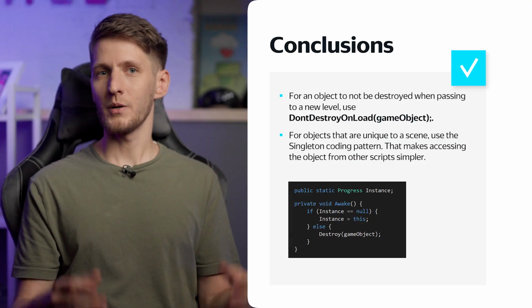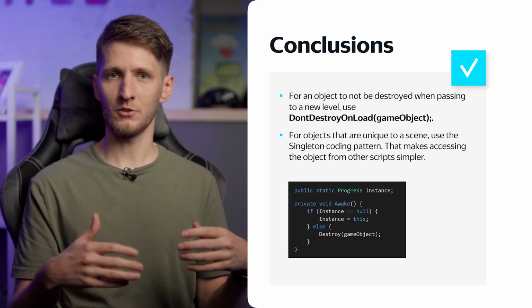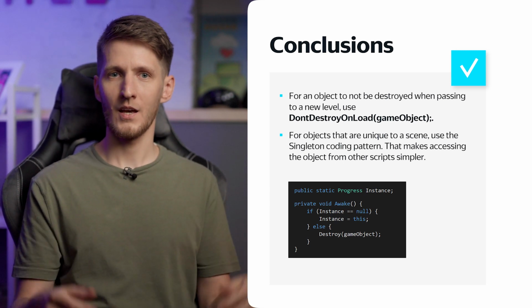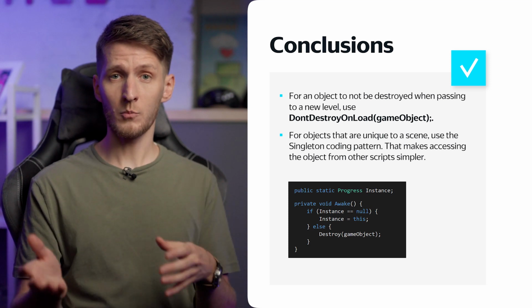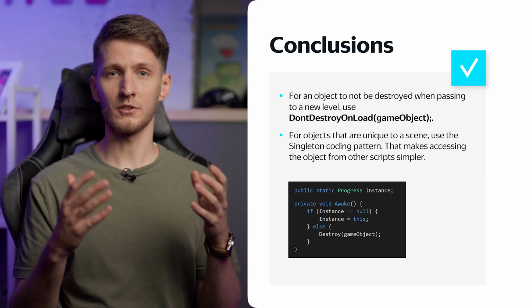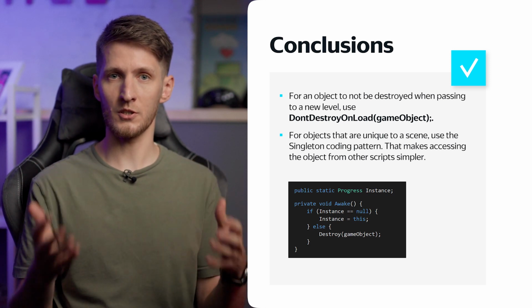Here are the important points from this lesson once again. To prevent objects from being destroyed during transitions between scenes, use the DontDestroyOnLoad method. For objects that are represented in the scene in a single instance, you can use the singleton design pattern. This makes it easier to access the object from other scripts.